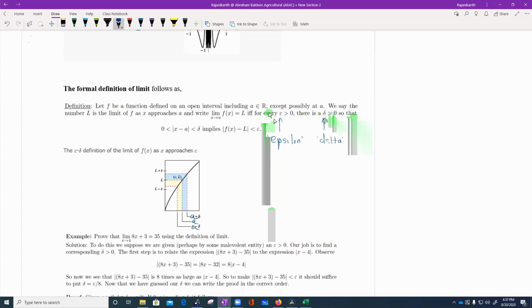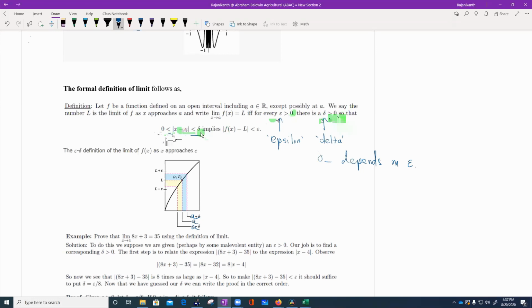Right? If you fix any positive number epsilon, then you can always find one delta. This delta depends on your epsilon. First, if you know epsilon, then you can find one delta related to this epsilon. So, for every epsilon, you can find one delta such that this condition holds.